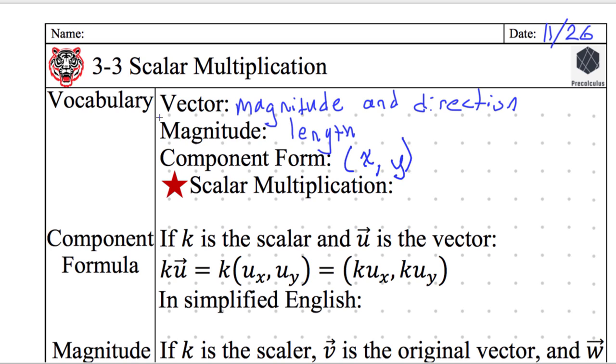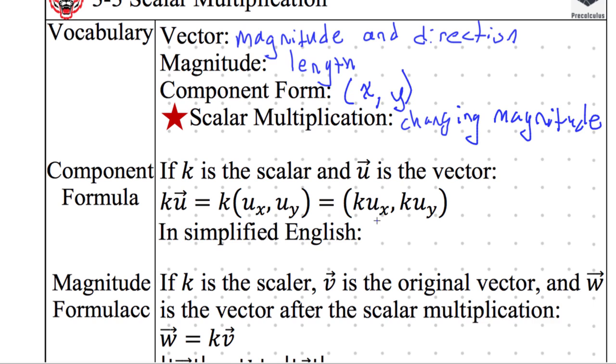Alright, and today's lesson is all about scalar multiplication, so let's go ahead and define this guy. Scalar multiplication is just making the magnitude change. The direction does not change, the magnitude gets multiplied or divided. So this is changing magnitude. So I'm either making the magnitude longer or shorter. I can flip the direction, flip it the other direction to go kind of in the negative direction. That's scalar multiplication. All you're doing is changing the magnitude.